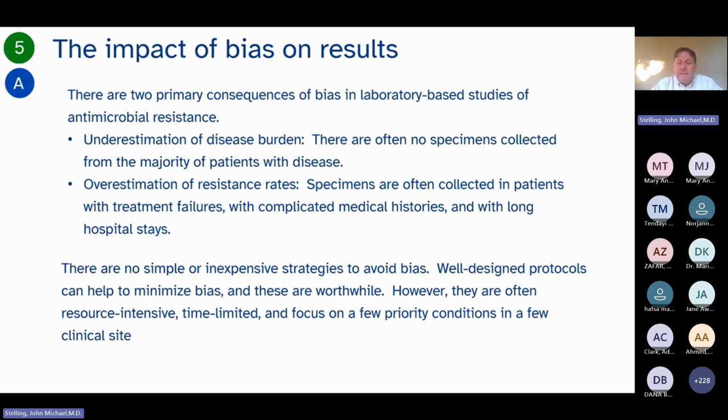The specimens are often collected in patients with treatment failures, complicated medical histories, long-term care facilities, long hospital stays. So there are no simple or inexpensive ways to avoid bias. You can do well-designed protocols with patient sampling and with patient identification. You can try to minimize bias, and it's worthwhile to do these. But they cost money, they take time, and you cannot do a special research project on everything that you would like to do. So the reality is that we have biased data.